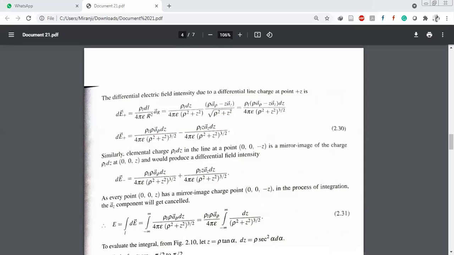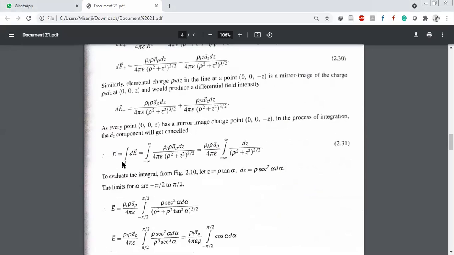In the process of integration, the a_z component will be cancelled. To find the electric field intensity of the infinite line charge, take the line integral of dE from minus infinity to plus infinity: rho_l rho a_rho dz divided by 4 pi epsilon (rho squared plus z squared) to the power 3/2. That is rho_l rho a_rho by 4 pi epsilon times the integral of dz over (rho squared plus z squared) to the power 3/2. Now the simplification of this integration.